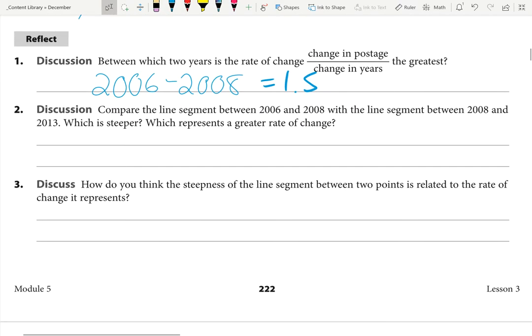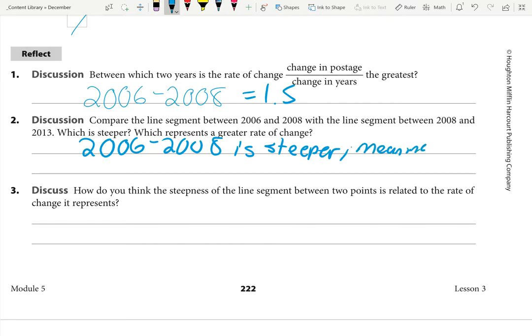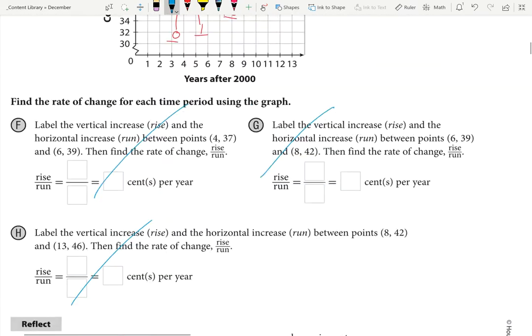Compare the line segment between 2006 and 2008 with the line segment between 2008 and 2013, which is steeper? So we've already mentioned this, but the line segment from 2006 to 2008 is steeper, meaning it has a greater rate of change, also meaning a greater slope.